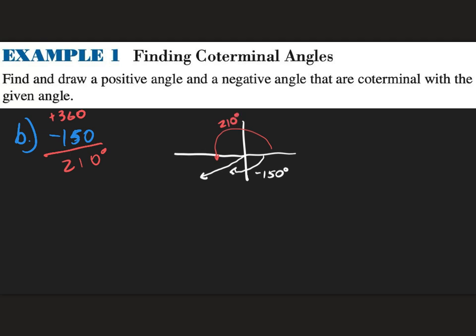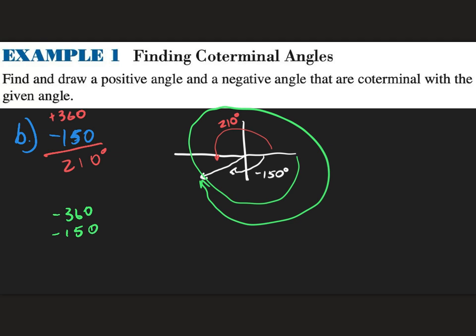And then if I draw another angle and I go from here and go around again, I subtract another 360. So if I do negative 360 minus 150, same signs add. That gives me 510 degrees, negative 510 degrees.